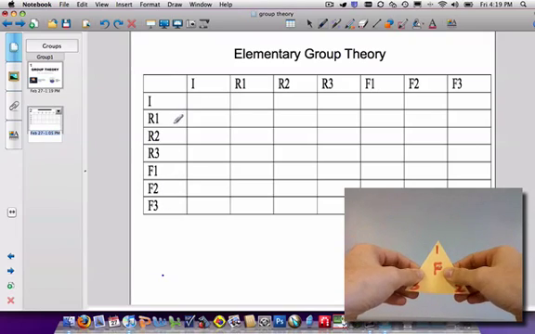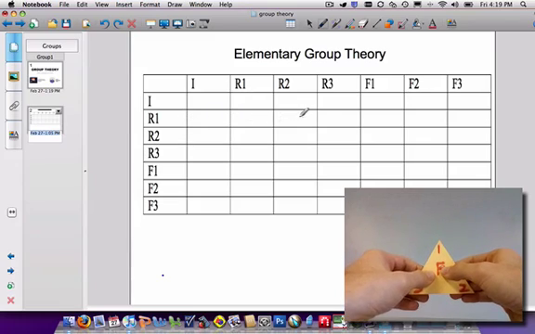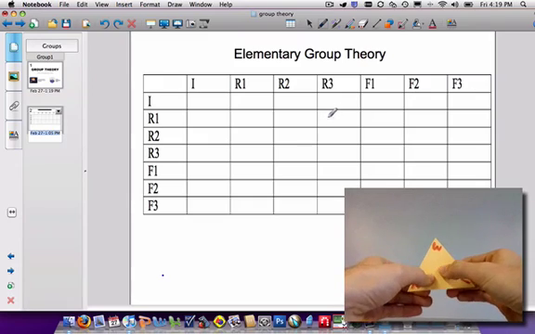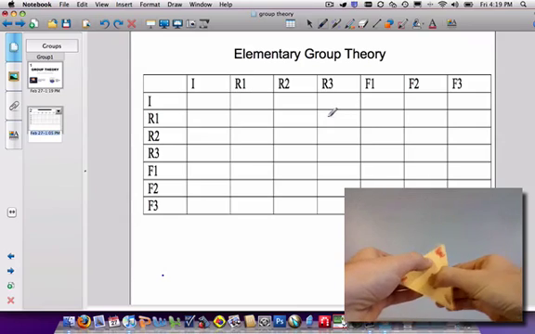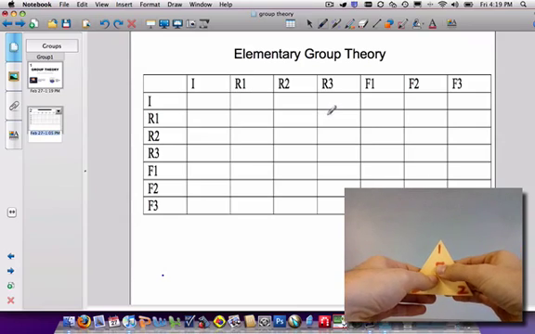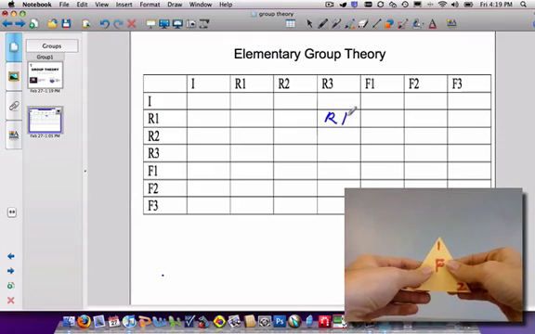So let's say an R1 meets R3. So R1, rotate once, and then R3, 1, 2, 3. Well, that's the same thing as just doing an R1. So the answer for R1 meets R3 is R1.